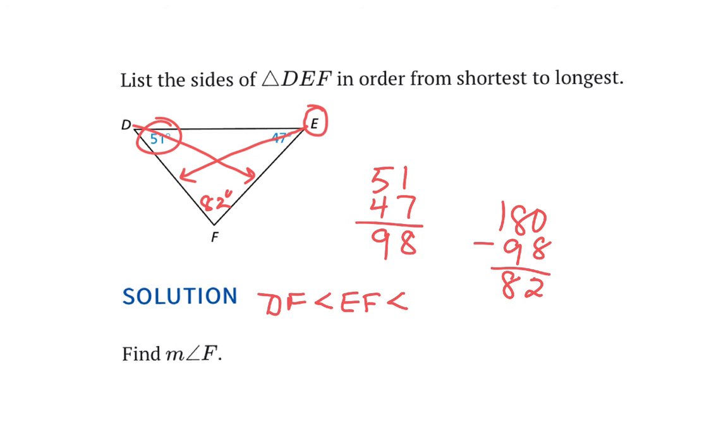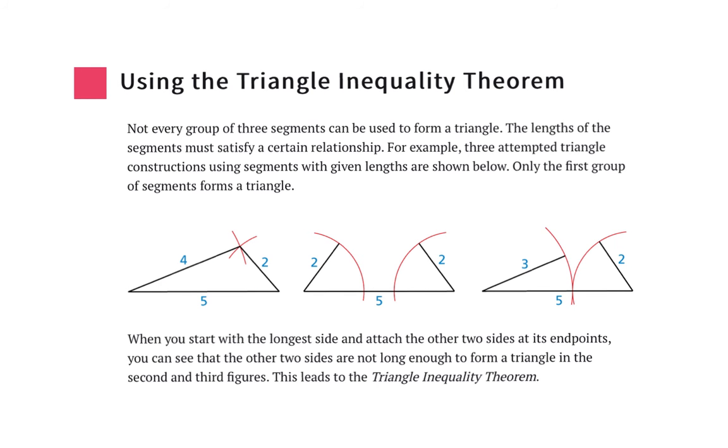Is less than, the longest side would be DE. Okay, so those inequalities we can write with triangles, their angles or their sides. This is one of the big takeaways from the chapter, this triangle inequality theorem. If I gave you any lengths of sides to try to form into a triangle, not every group of 3 numbers can be formed into a triangle.